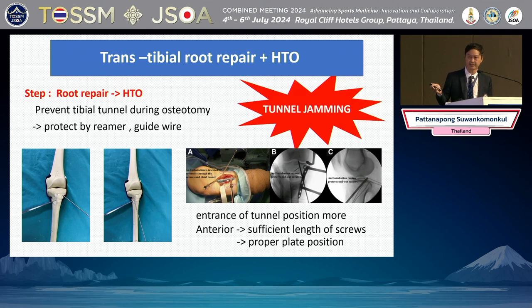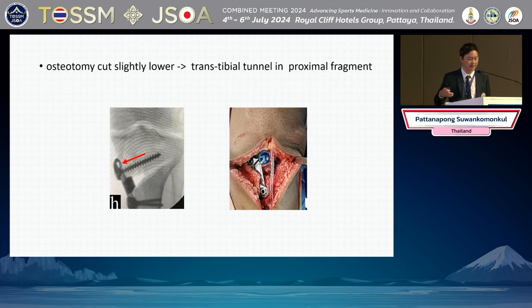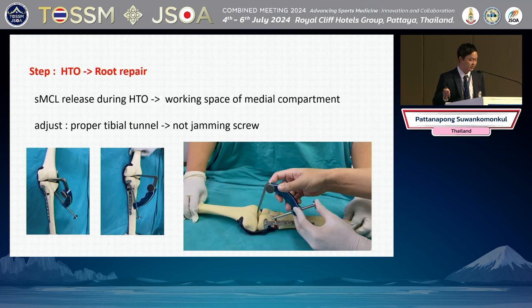And the second trick is for the entrance of the tibial tunnel, you should position it more anteriorly, okay? Or the second choice, if you choose the transtibial technique first, you can cut the osteotomy a little bit lower, and some plate designs have enough room for you to make a tunnel. So if you choose the HTO first, I think this is a big benefit. The first thing, you can release the superficial MCL, right? You have enough room for you to do the root repair later, okay?